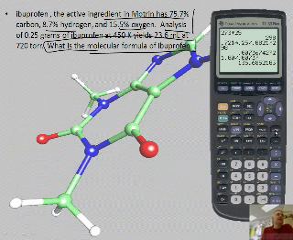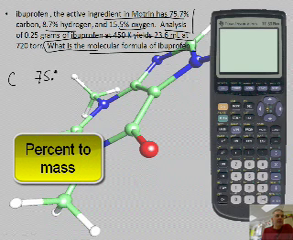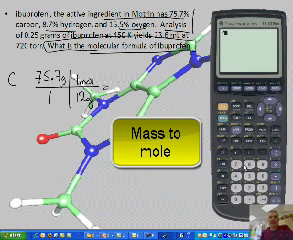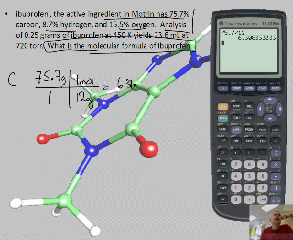Okay, Motrin, okay, 75.7 carbon. So when I say carbon and a percent to mass, I'm going to say 75.7 grams. And I'm going to convert to moles. There's 12 grams in 1 mole of carbon. So 75.7 divided by 12 gives me 6.31 moles. Got that? All right, now I have hydrogen.